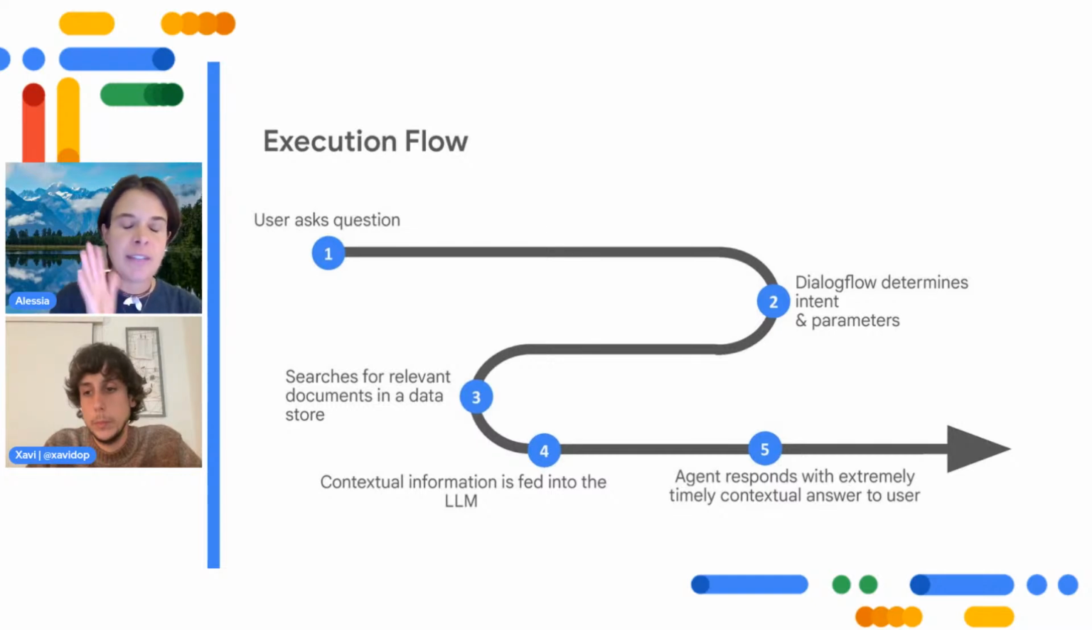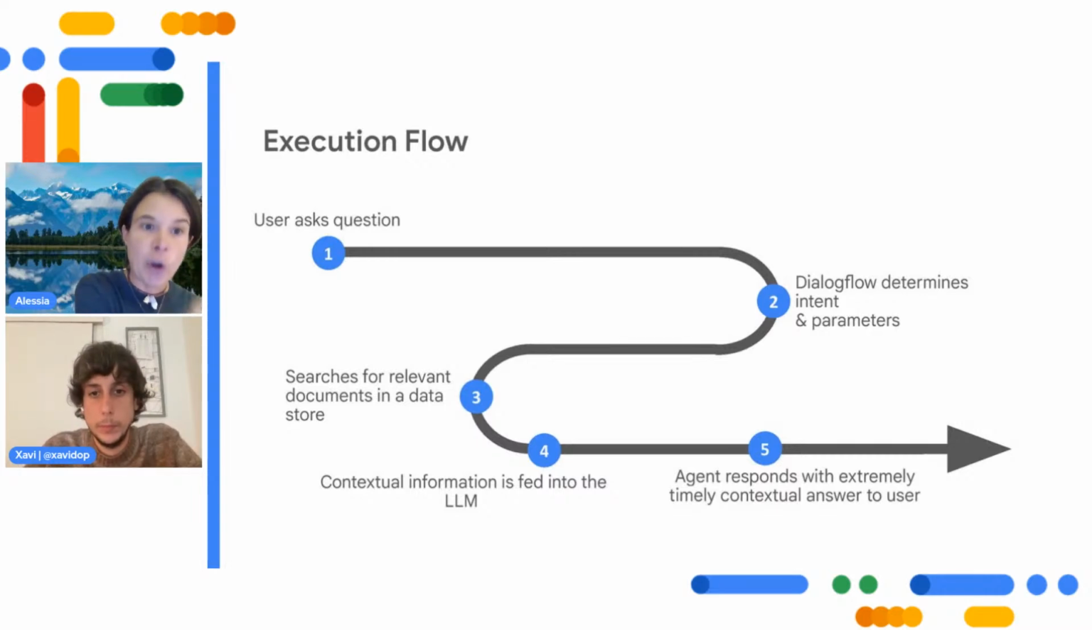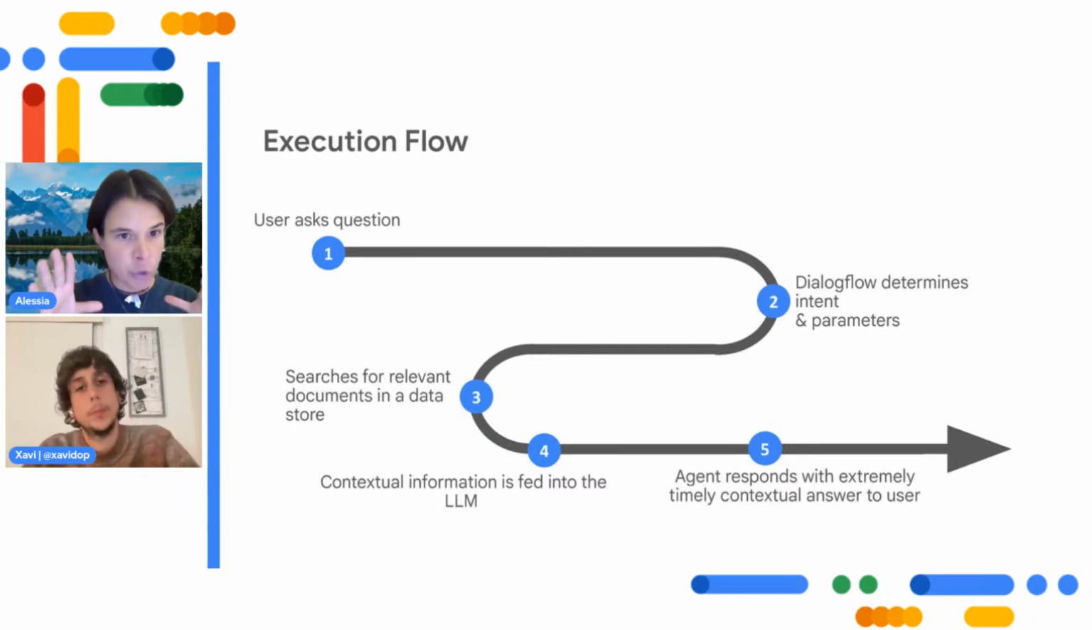We are going to see this in detail later on with Xavier, but it's important to say that when the user asks a question, the first thing that Dialogflow is going to do is determine the user intent and extract any relevant information, or potentially do what we call in LLMs slot filling. Let's imagine that Dialogflow doesn't find any matches, because the question coming from the user can be answered by directly querying the knowledge base, the data store. And that's step number 3. So it searches for relevant documents in the data store, in our knowledge base.